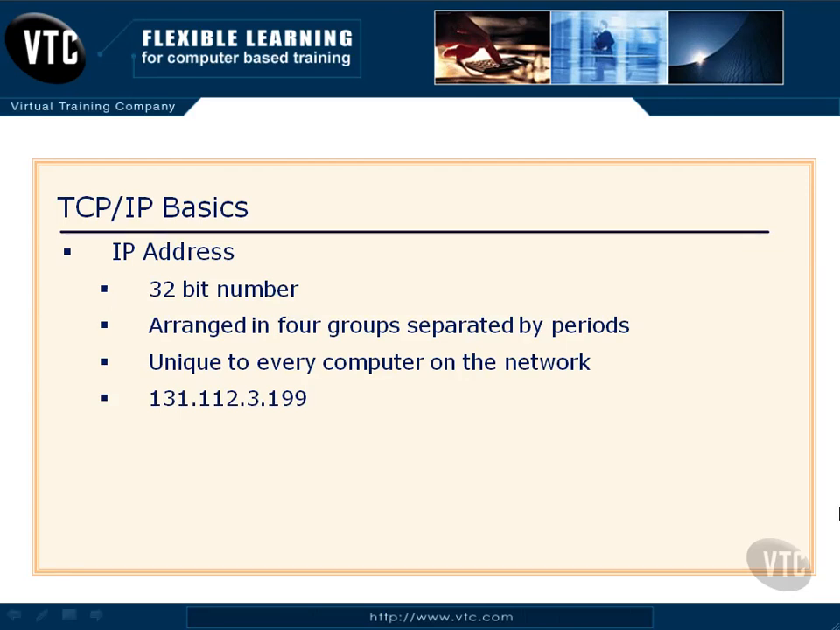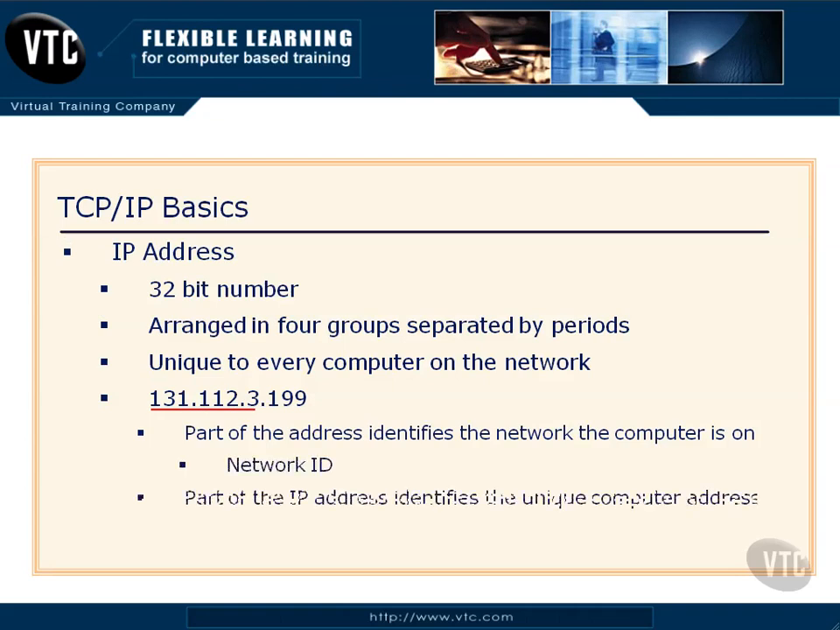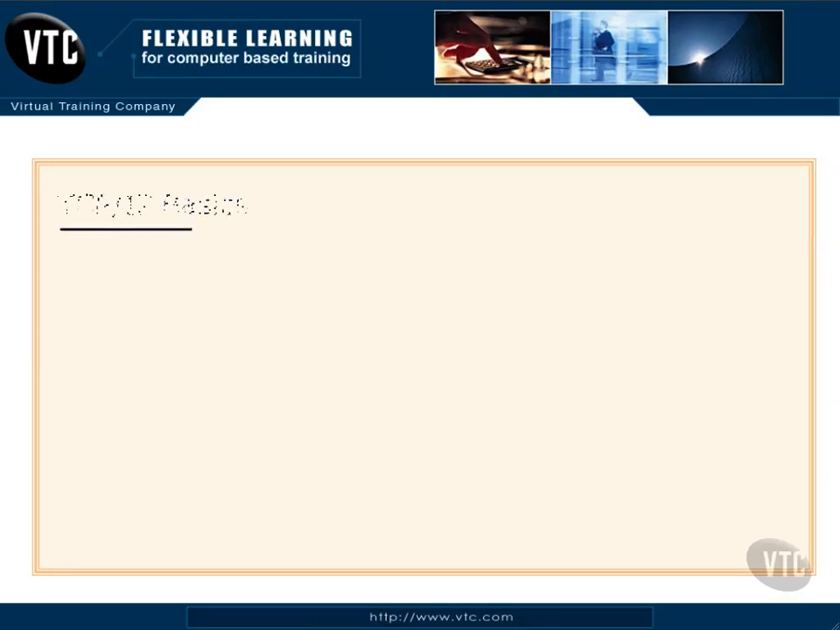And there's what an average IP address looks like. Notice 131.112.3.199. Now, part of that address identifies the network the computer is on. That's the same as identifying the street your house is on. And part of that address identifies the unique computer address. That's called the host ID. So the red line there is showing you the network ID. The blue line is showing you the host ID.